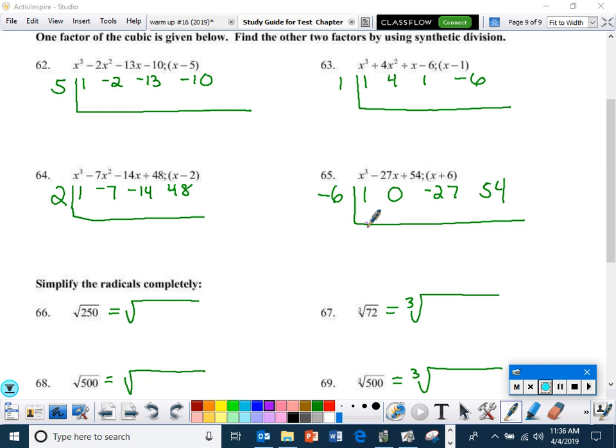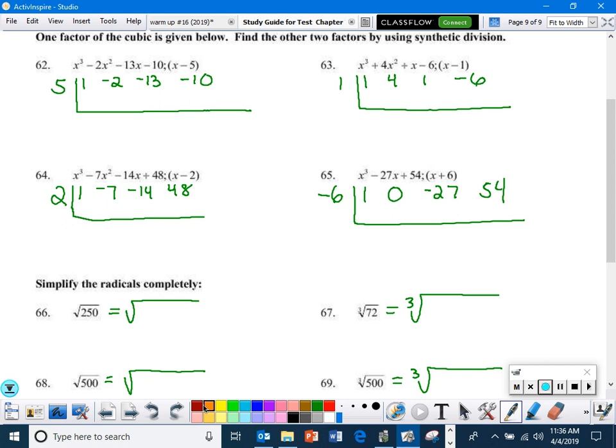So number 62, the first thing we need to do is look at the lead coefficient and then each number in front of each term. So in this one we can see it's 1, -2, -13, -10. X minus 5 is one of the factors. But remember, when we do synthetic division, we don't use the factor, we use the solution. So 5 would be the solution or the x-intercept for this problem. So we put a positive 5 there.